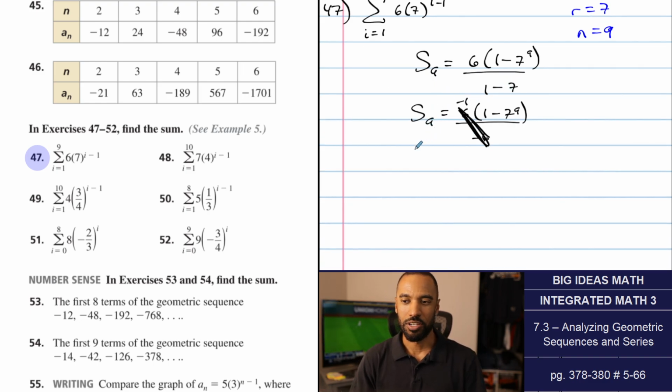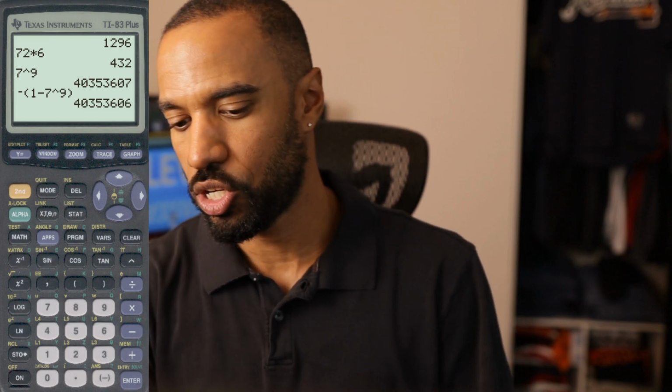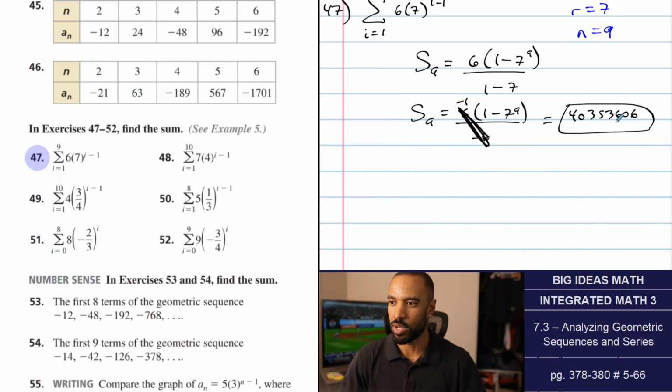So whatever you want to do with that ultimately, right? So I can go to the calculator after that. This was the big number I was talking about. So the opposite of 1 minus 7 to the 9th is basically what I'm going to do inside there. And I'm getting this number here, which is 40,353,606.